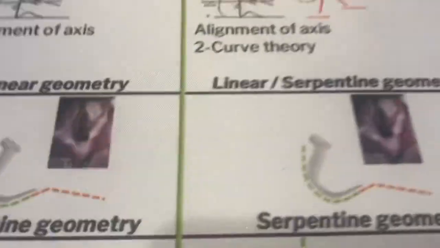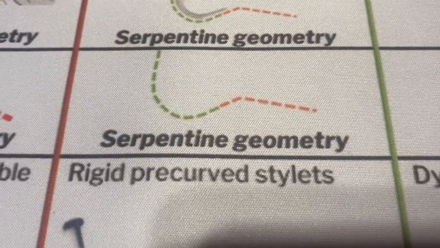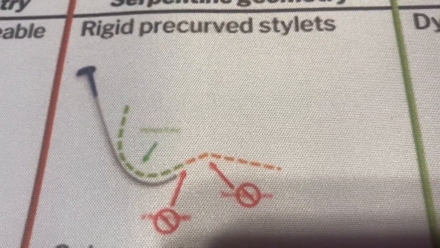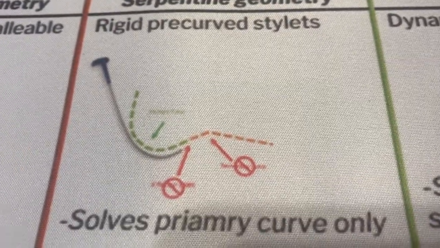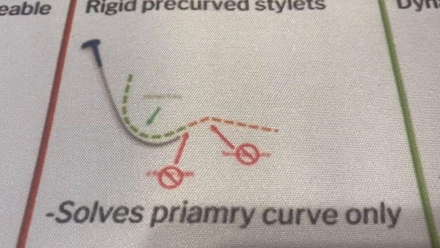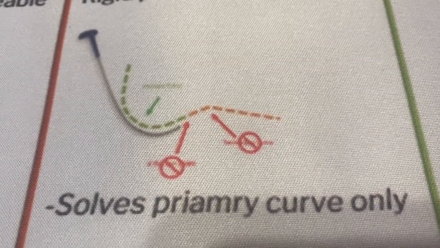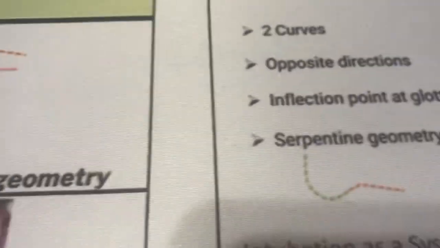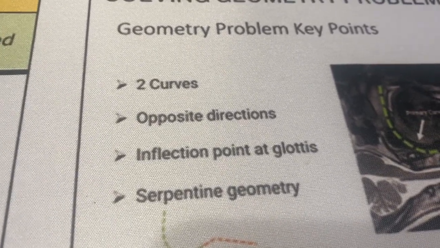So visualization looks around the corner, but that means that we're using serpentine geometry. So this is the solution so far: a rigid pre-curved stylet. You can take a malleable stylet and pre-curve it. Importantly, you can only curve it in an anterior direction, so it can only solve the primary curve when we're accessing the trachea. It cannot solve the inflection point. It cannot solve the secondary curve. So really it only solves one of the three parts of our geometry problem. Remember, we've got two curves, opposite directions, an inflection point at the glottis. So those are three geometry problems.